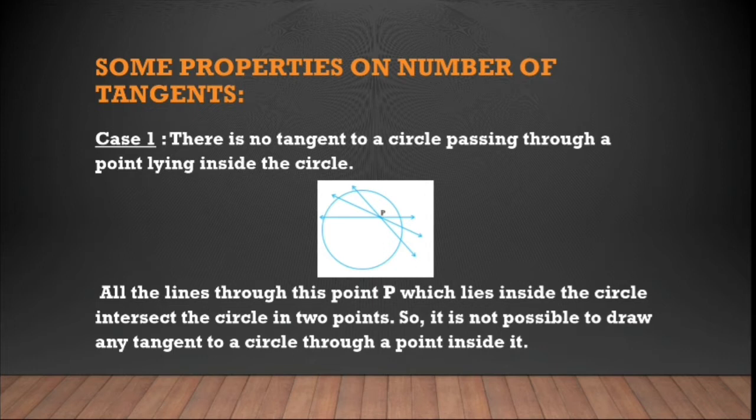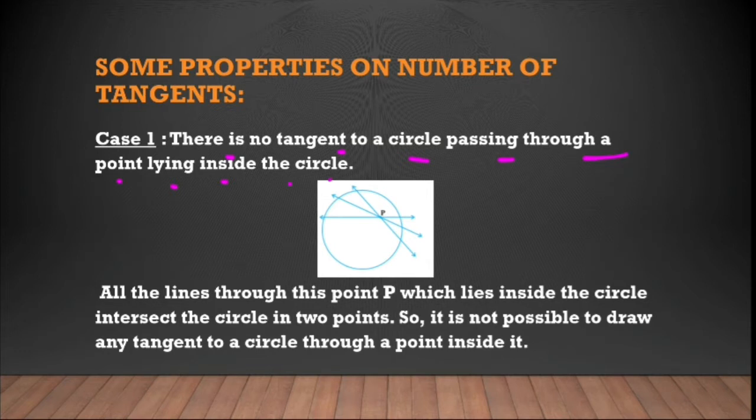Now if you draw any line that passes through this point P, it will intersect this circle in 2 points, right. If you look at the figure, if you draw any line through P and extend that line, then it will intersect this circle in 2 points. That means that line will become a secant. So you can say that there is no tangent to a circle that passes through a point lying inside the circle.